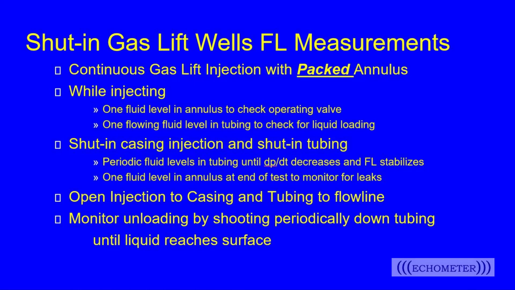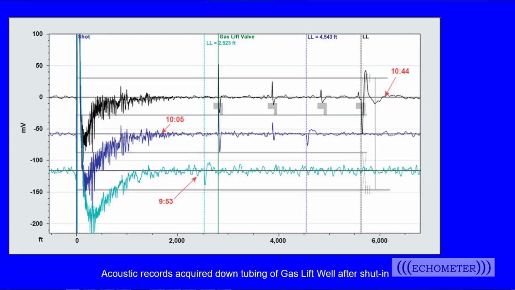And here's an example of a fluid level measurement down the tubing of a gas lift well after it was shut in. On the bottom trace, you see that it was taken at 9:53. That's the clock time. And a little bit later, not much later, it was taken again, and you see the liquid level falling down into the tubing, and eventually the liquid being mostly pushed back into the formation. And here at 10:44, the liquid level is at the bottom of the tubing and there's very little liquid in the well.